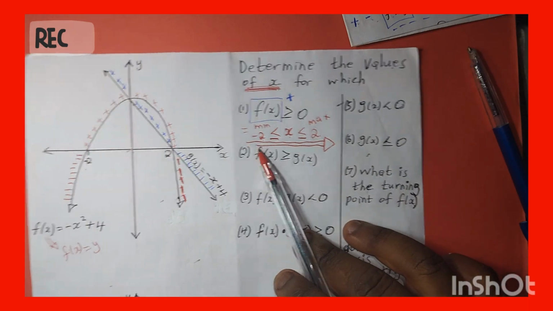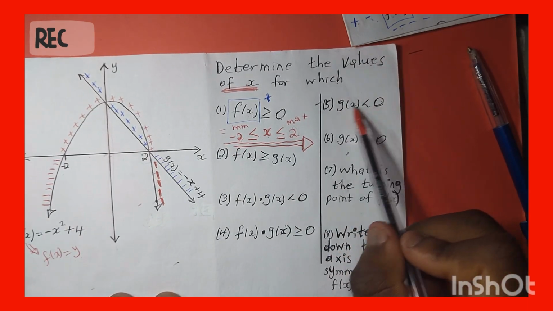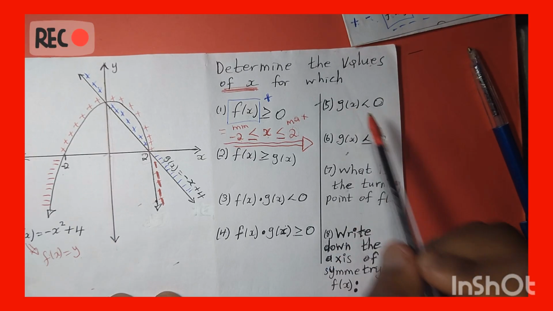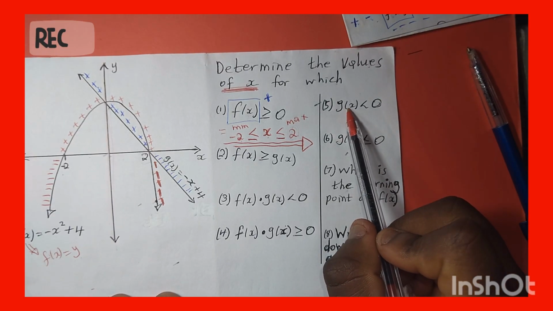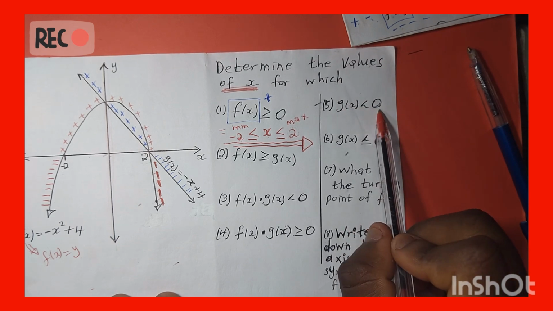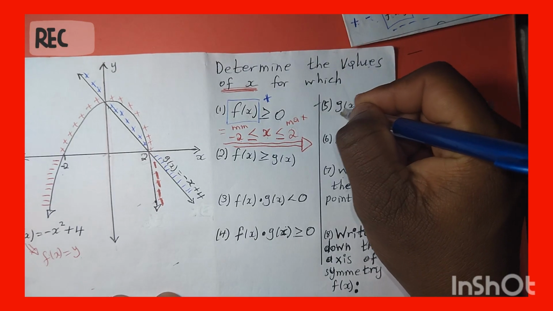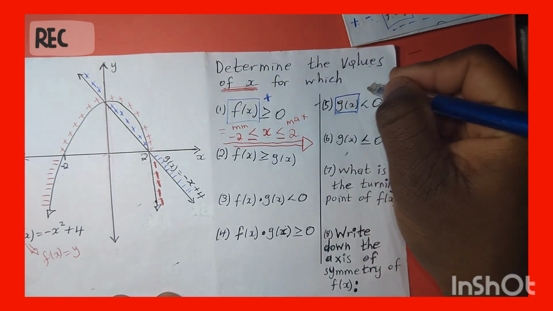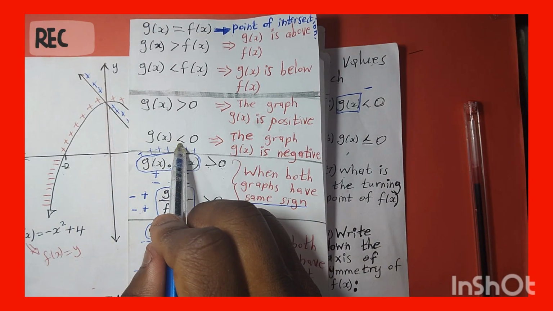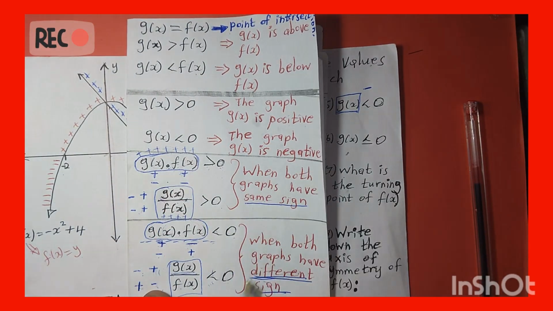Then let me also show you this one. This one refers to g of x. For you to indicate the values of x for which g of x is less than 0, it simply says that something that is less than 0 is something that is negative. Remember when I told you that something that is less than 0, the graph is negative there.